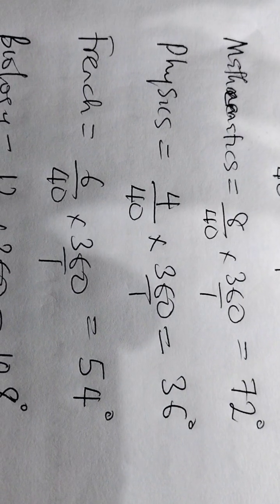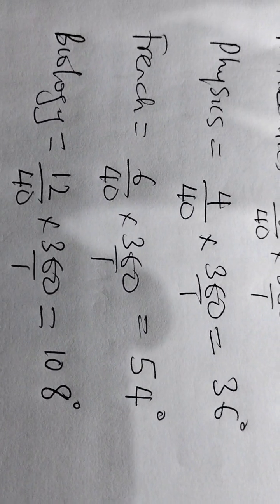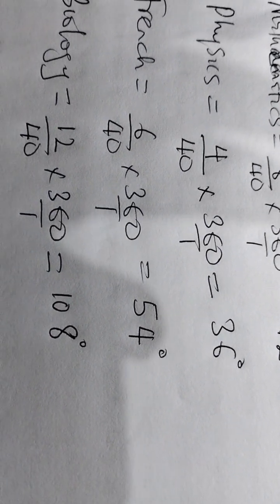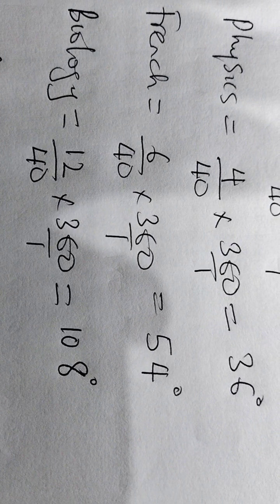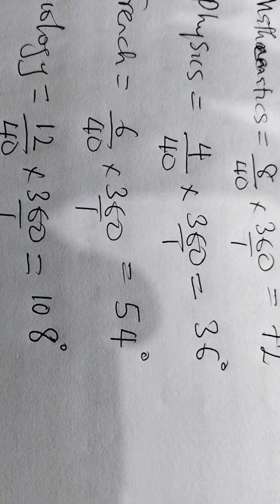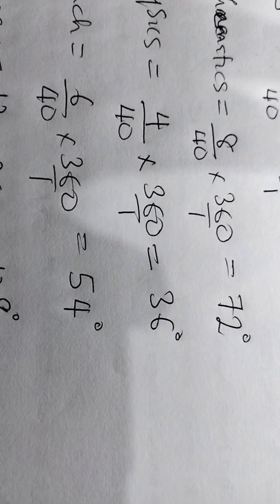Physics, 4 over 40 times 360 over 1, that gives us 36 degrees. French, 6 over 40 times 360, that gives us 54 degrees. Biology, 12 over 40 times 360, that gives us 108 degrees. We'll now represent this on the pie chart.